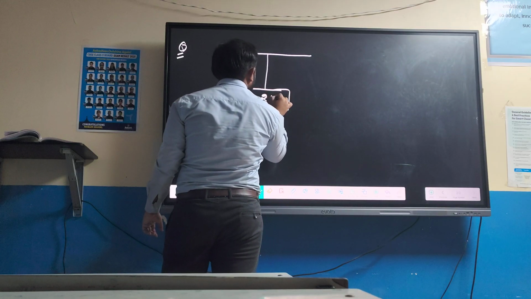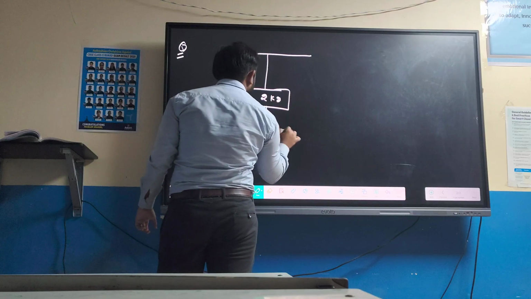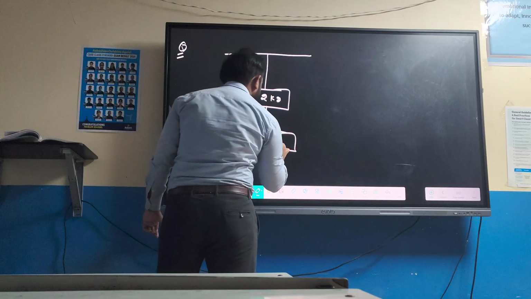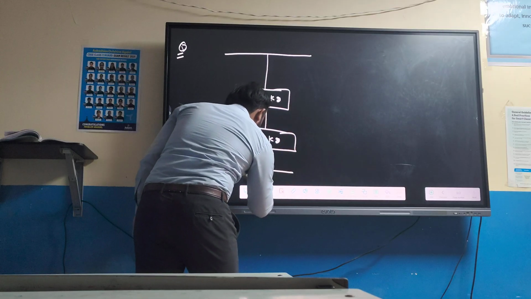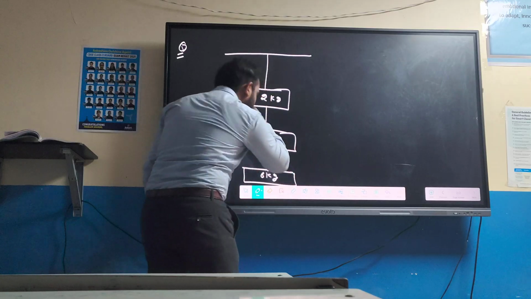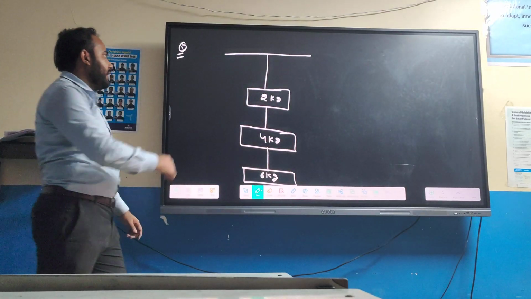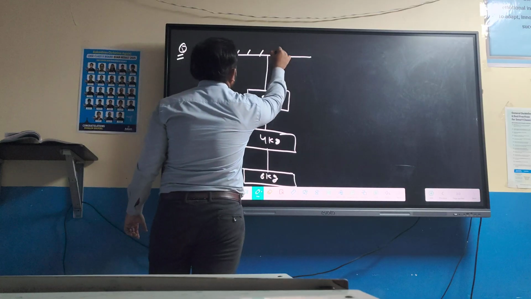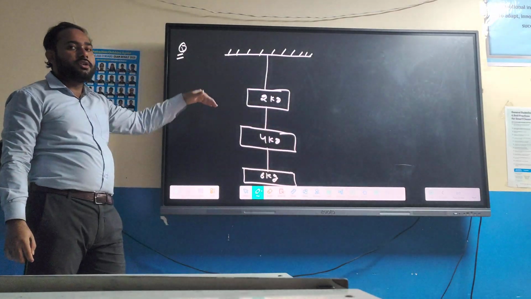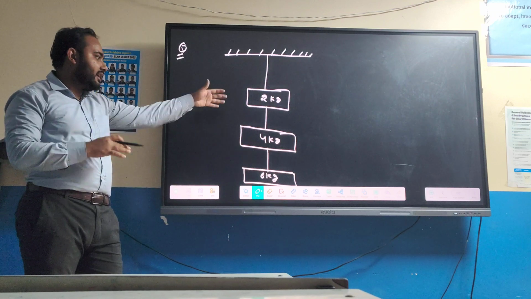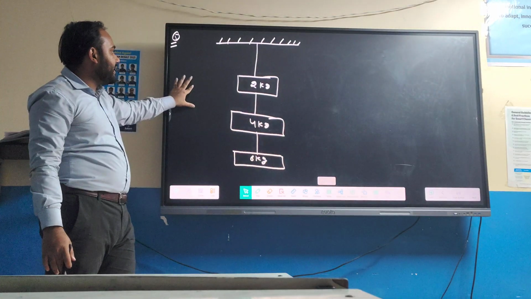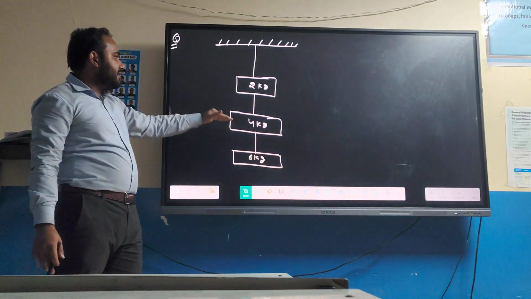Let's say masses 2 kg, 4 kg, and 6 kg blocks. All three are connected through a string, and we have an upper string. As we can see in the problem, all three bodies are in equilibrium, or we can say all three bodies are at rest. So now we have to find the tension in each string.